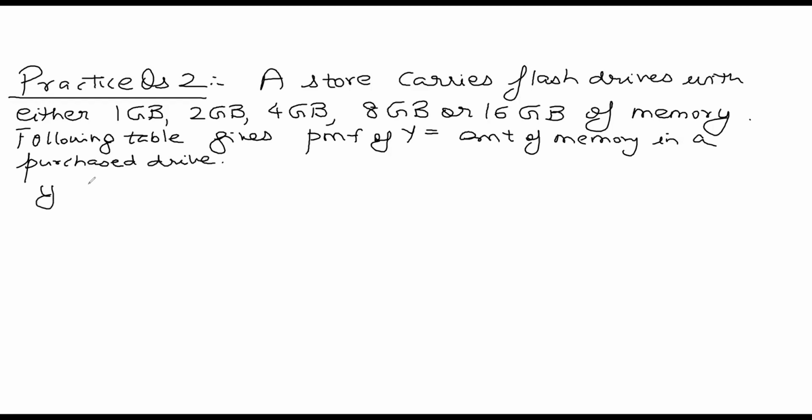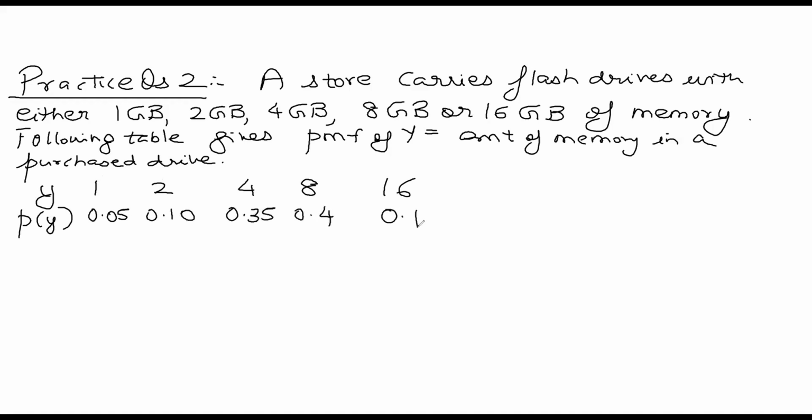Okay, we are given y = 1, 2, 4, 8, 16. This is the amount of memory in a purchased drive, and its probability is given to us as 0.05, 0.10, 0.35, 0.4, and 0.1. So what is the probability of having 8 GB in a purchased drive? The probability is 0.4. It's a way of interpreting it.